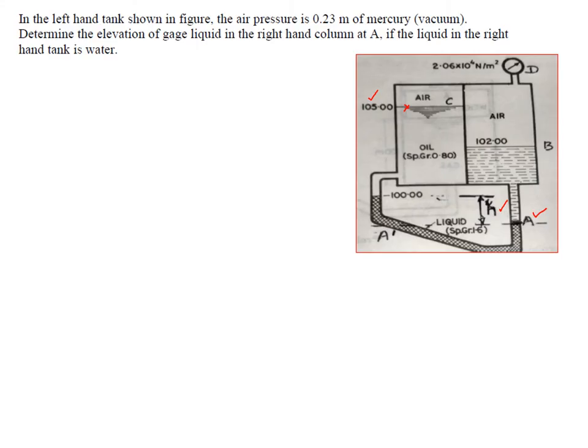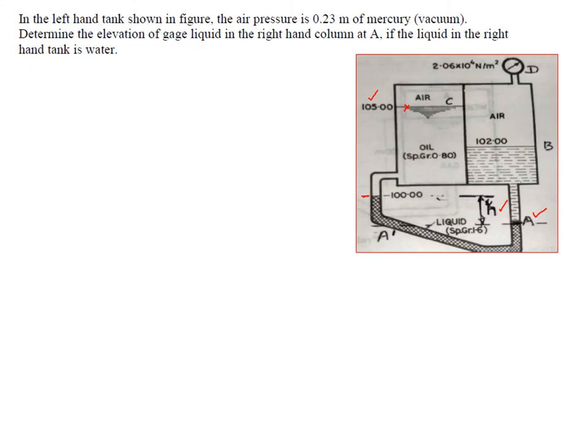The only thing is here the distances are known, so from here onwards the entire thing is oil. For 5 meters it is oil, and then for H meters it is the liquid of the given specific gravity. Similarly here, from 102 to 100, that is about 2 meters. On the right hand side, you have to have whatever is here.